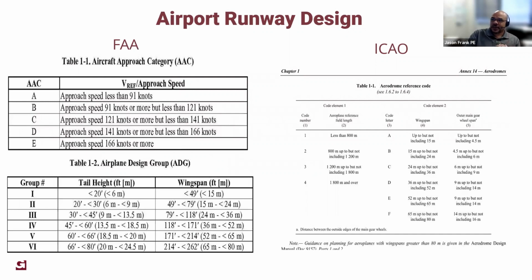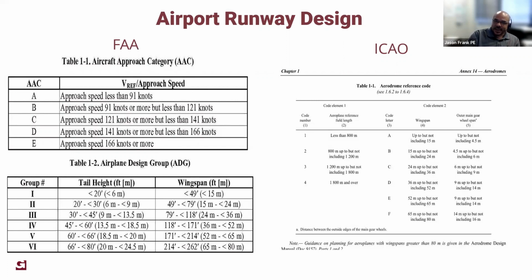Here, as I mentioned in the FAA, we're talking about the aircraft approach category. Approach speeds are divided into 5 different categories, A through E, with A being anything less than 91 knots, and then 91 to 120, 121 to 140, 141 to 166, and so on. So you see, it's quite a big range of approach speeds that come with the different aircraft. You're basically going from your private planes, your Cessnas, all the way up to your big guys, your 787s and A320s, 737s.